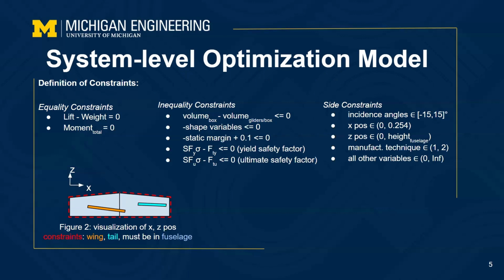In general, the constraints enforce that force and moment balance is 0 for stability. The glider must fit in the box that it will be shipped in. All of its geometric shape variables must be greater than 0. It must have safety factors so that it does not experience structural failure during flight. And then everything else is related to more shape variables.